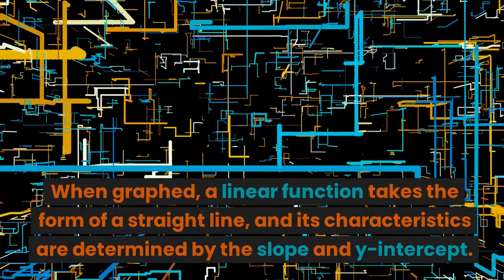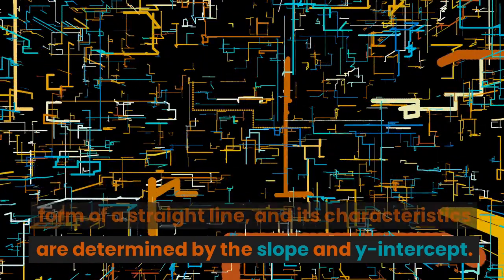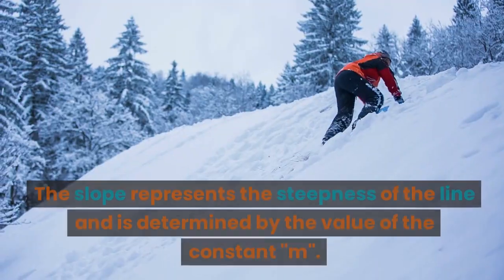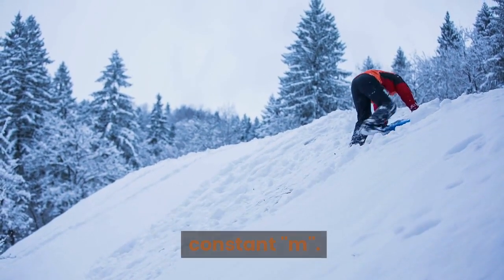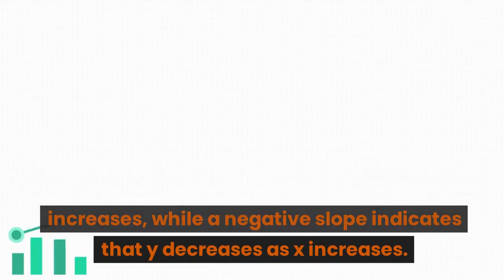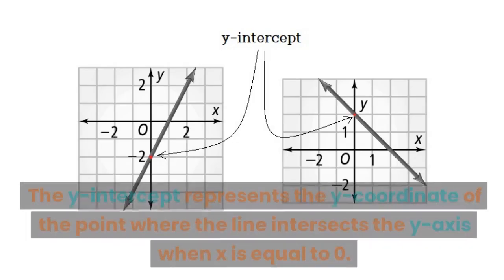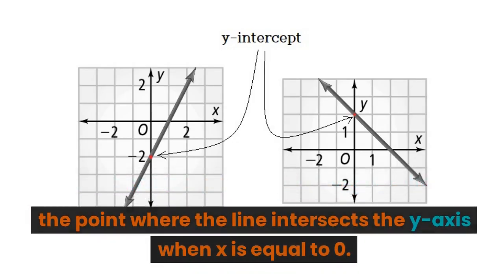When graphed, a linear function takes the form of a straight line, and its characteristics are determined by the slope and y-intercept. The slope represents the steepness of the line and is determined by the value of the constant m. A positive slope indicates that y increases as x increases, while a negative slope indicates that y decreases as x increases. The y-intercept represents the y-coordinate of the point where the line intersects the y-axis when x is equal to 0.